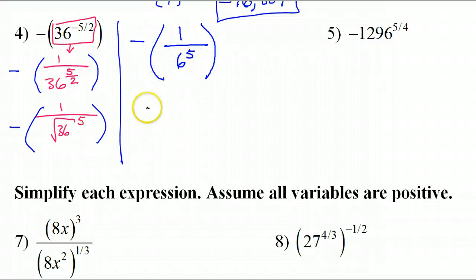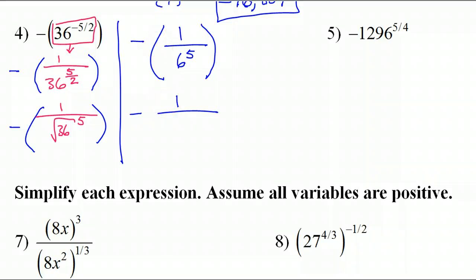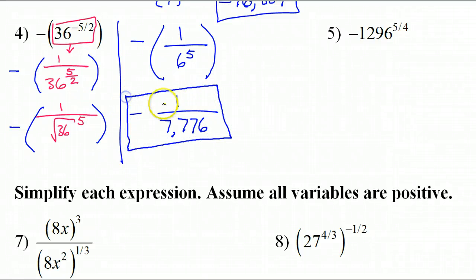So this is pretty much done. I really don't need the parentheses anymore. It's just going to be negative whatever I got. It's just a matter of what 6 to the 5th power is. And 6 to the 5th power is 7,776. So including that negative sign, this is your final answer for number 4.